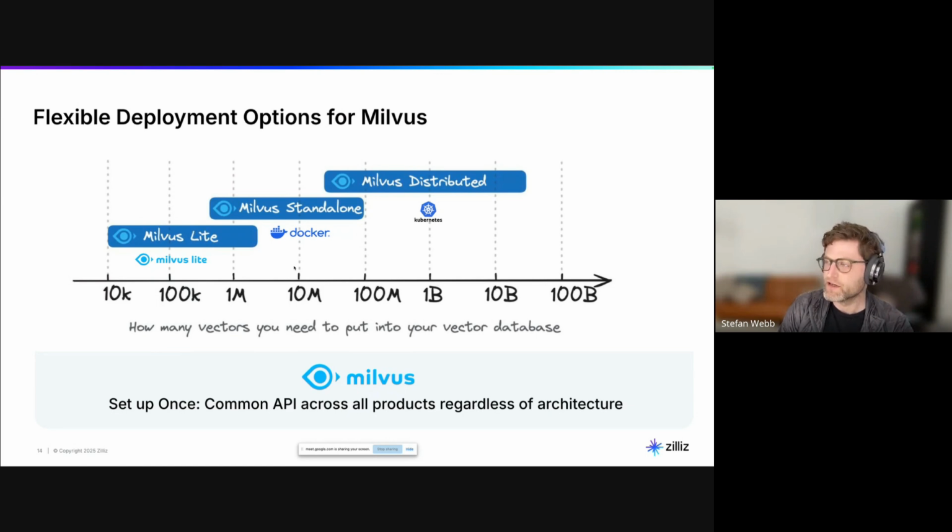When you're ready to start serving a bit of traffic, or maybe doing some larger scale prototyping on your machine, there's Milvus Standalone that runs in a Docker image. And then when you need to really scale up, so 100 million to billions of vectors, we have a fully distributed version which runs on Kubernetes.